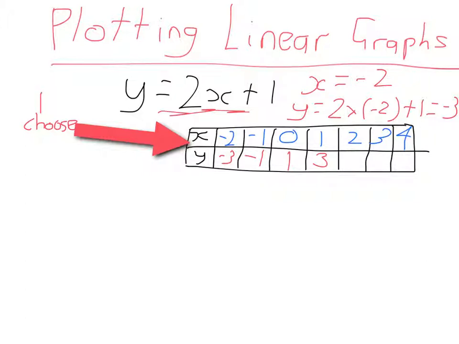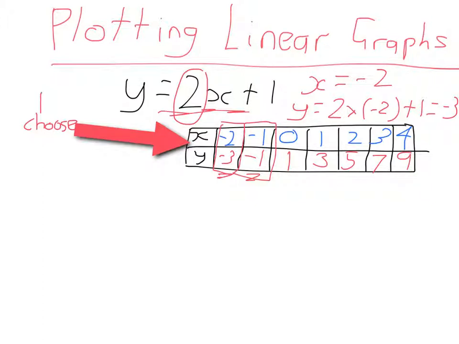Each time the y value is going up by 2, and that's no coincidence. That's because this number, the coefficient, as we learned last term, is 2. So I'm just going to write in the others, following the pattern. What's important to note is that each of these columns is a point. This column is the point minus 2, minus 3: x is minus 2, y is minus 3. This one is a different point, minus 1, minus 1. So all we do is draw up our axes and plot those points.